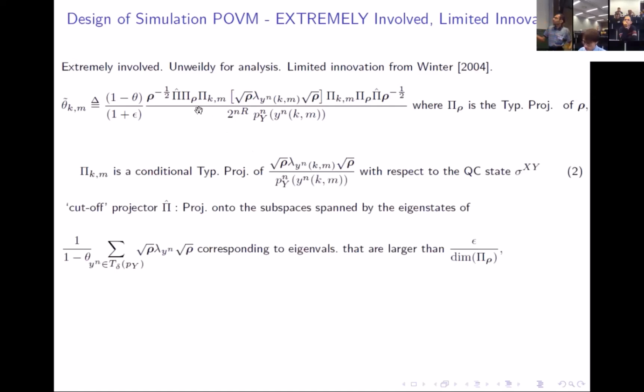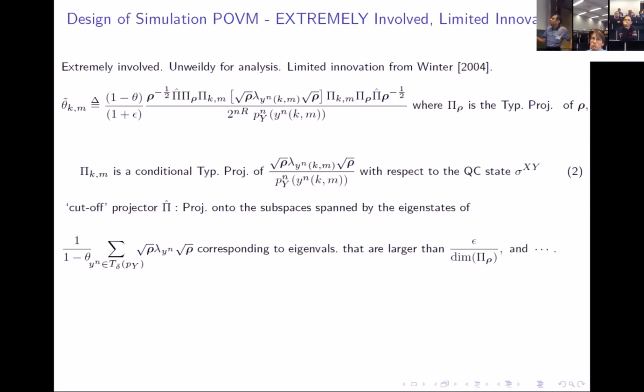There is a typical projector for the rho. There is a cutoff projector for pi hat, and then there's a bunch of projectors that kind of make it. But because this uses typicality, you can't push it in one shot, and there are a lot of constraints, and the analysis becomes complicated because they don't commute and all of that.